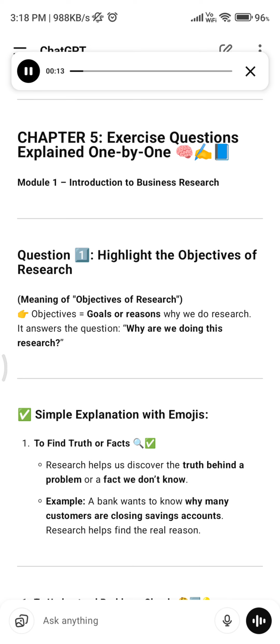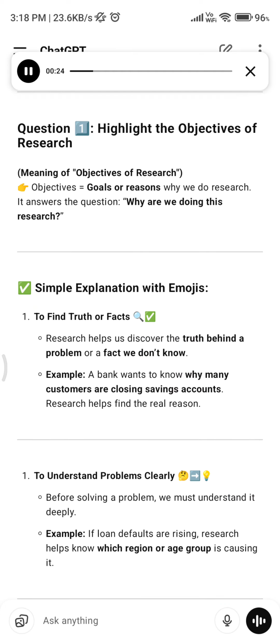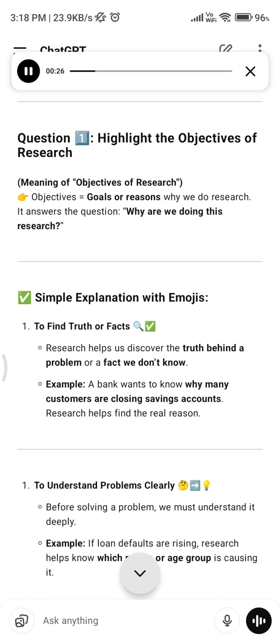Do this step by step. Chapter 5, Exercise Questions Explained One by One. Module 1, Introduction to Business Research. Question 1: Highlight the objectives of research.